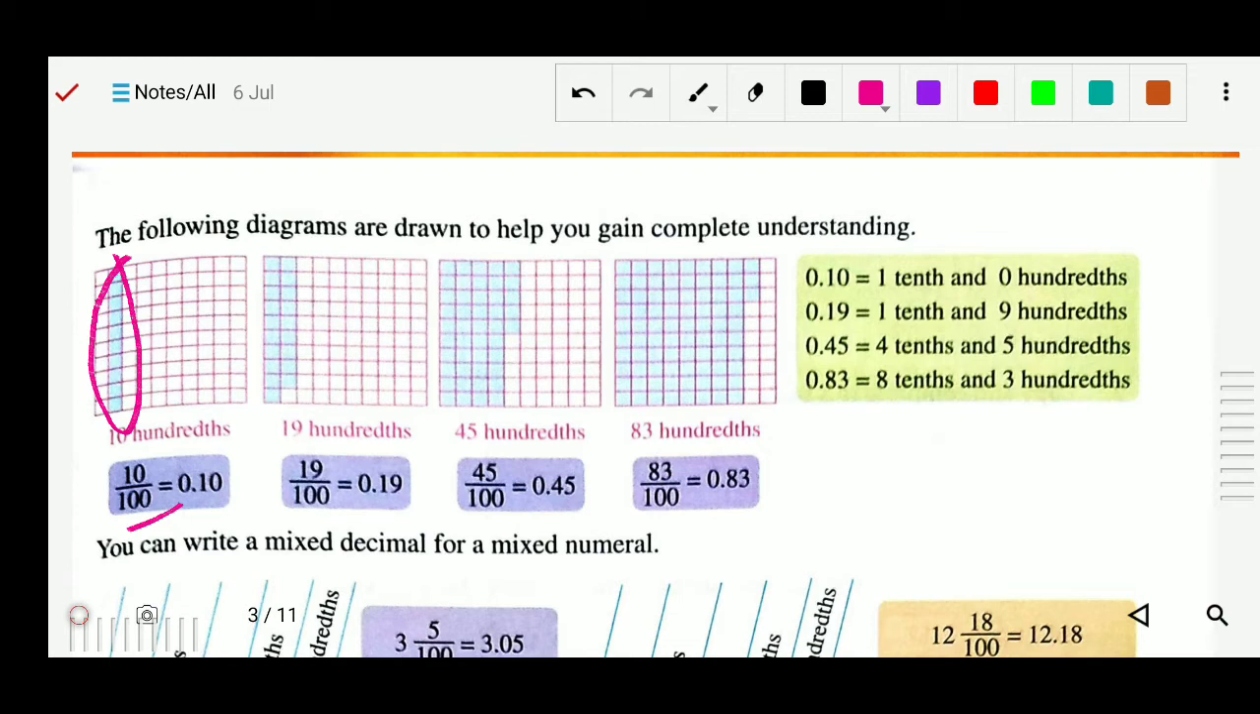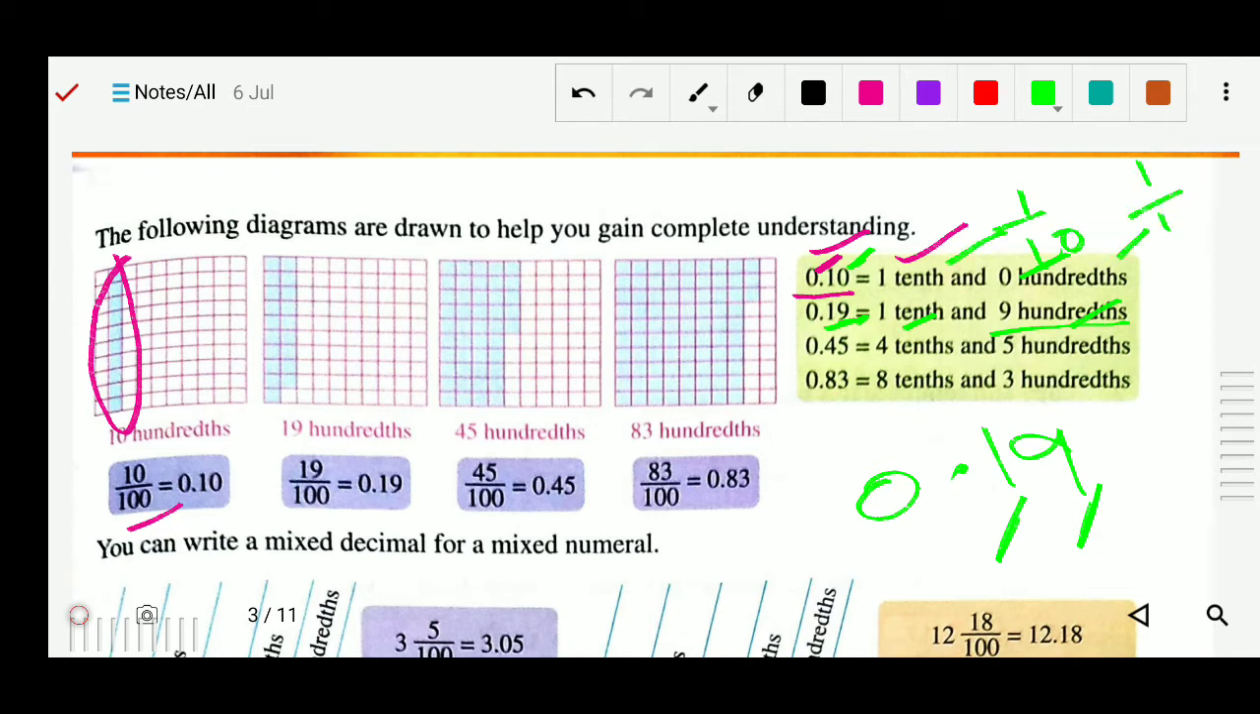Here you can see 0.10 means 1/10. This place of 1 is the tenth, and what is the place of 0? The 0's place is the 0 hundredths. Likewise 19: the 1 place is 1/10 and the 9's place is 9 hundredths, because this is the tenths place and this is the hundredths place. Similarly, as we find place values like ones, tens, hundreds, thousands, the place value is multiplied by 1 by 10 for the tenth, and 1 by 100 for the hundredth.